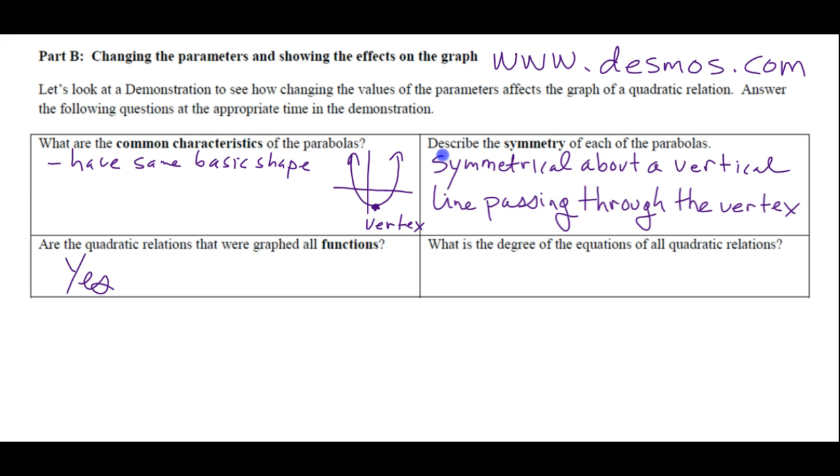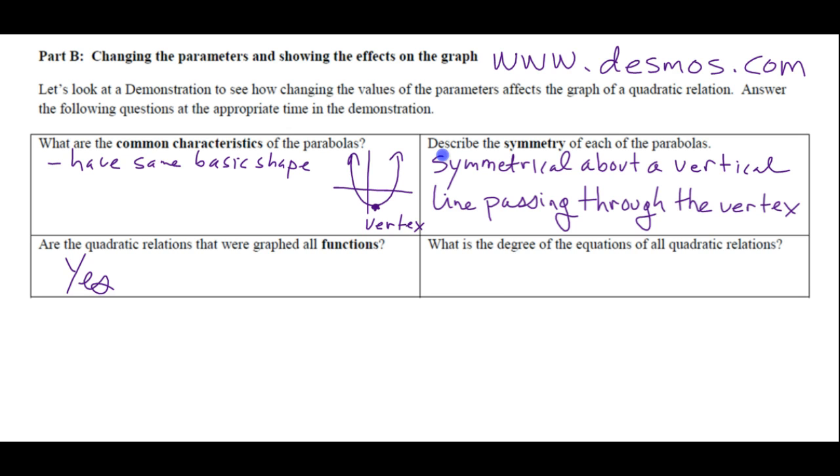What is the degree of the equations? What degree were they? So we did this on the other one. We talked about degree, yeah. So what degree are all quadratic relations? 2. Degree 2. Yeah, exactly. So they are all degree 2.